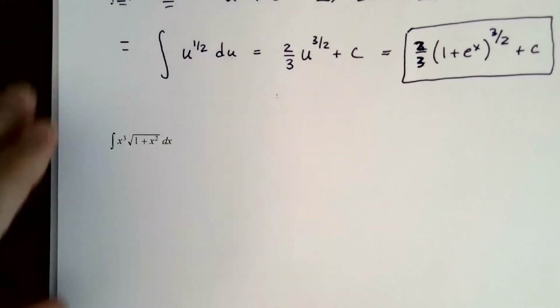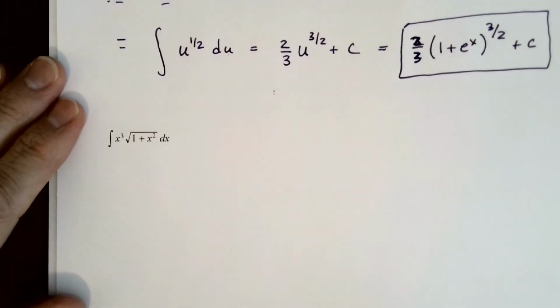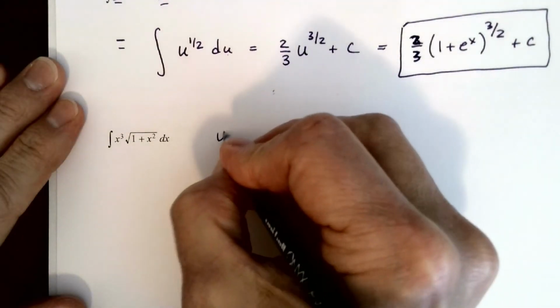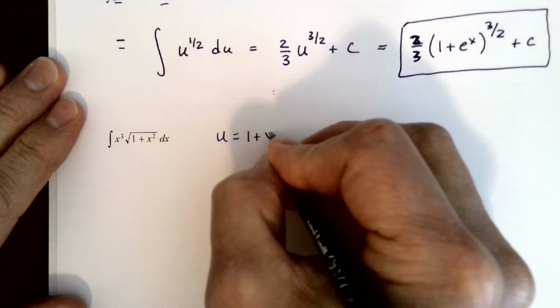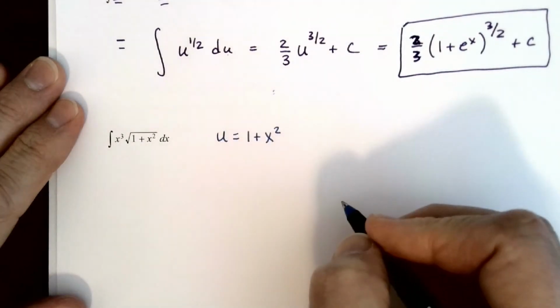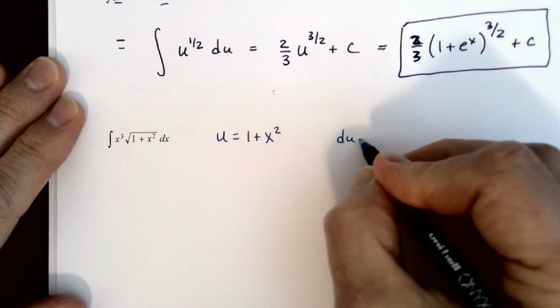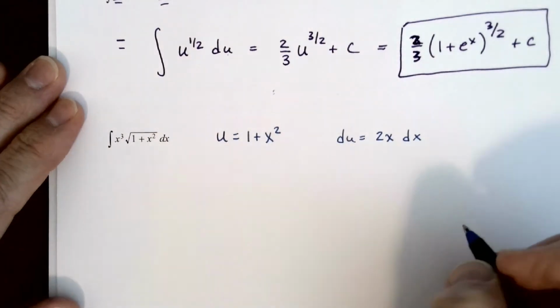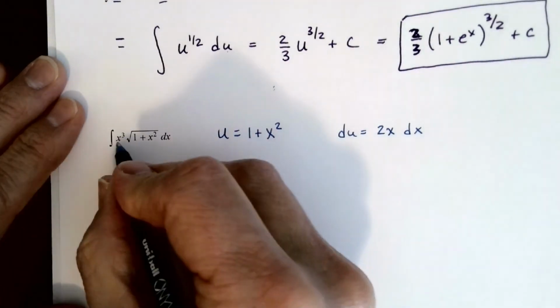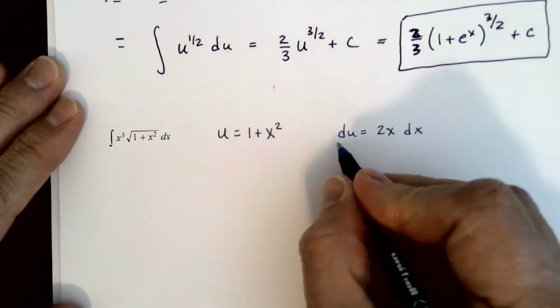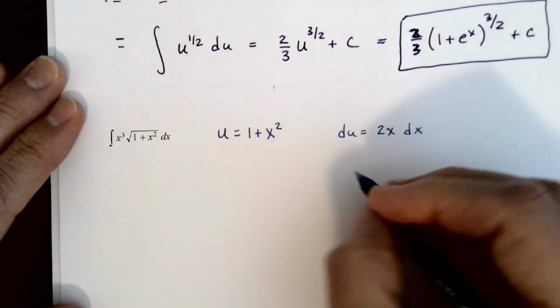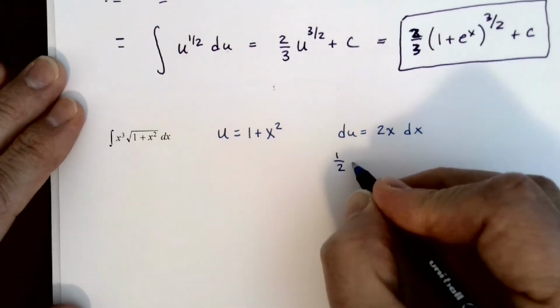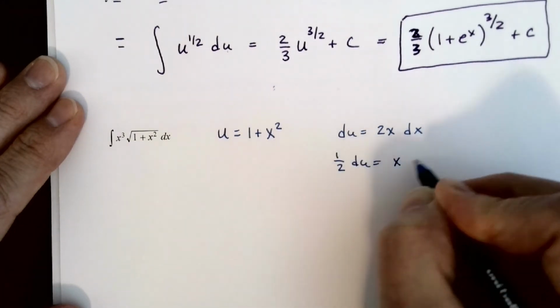Let's look at another example here. In this case, what would you let your u be? Well, we can try u is 1 plus x squared, right? That's under the radical. So du is 2x dx, right? Now when I look at this, I see an x cubed dx. Well, certainly I can look at 1/2 du being x dx.